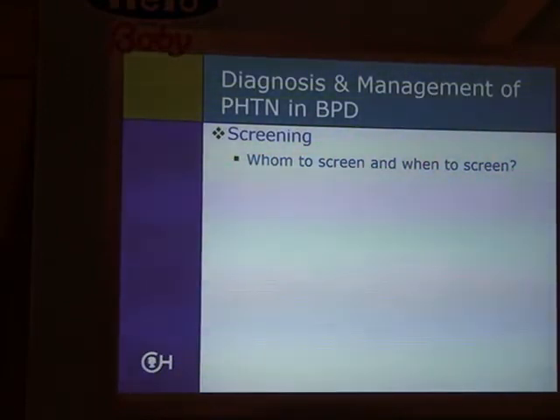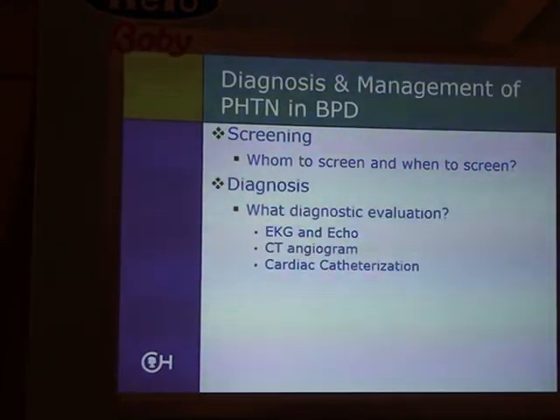So screening, really who should be screened for pulmonary hypertension? This is a huge comorbidity in this population. And what's really the diagnostic criteria? Can you just look at your EKGs, your echoes? Do you need a CT angiogram? Do you need to go to cardiac catheterizations?